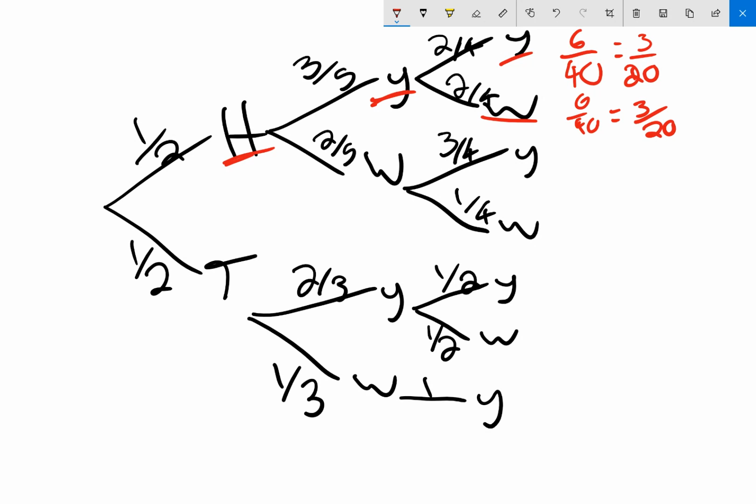The probability of choosing a head, a white, and then a yellow would be 1/2 times 2/5 times 3/4, which would be 6 over 40 as well, which reduces to 3 over 20. And the probability of choosing a heads, white, and a white would be 2 out of 40, which is just 1 out of 20.